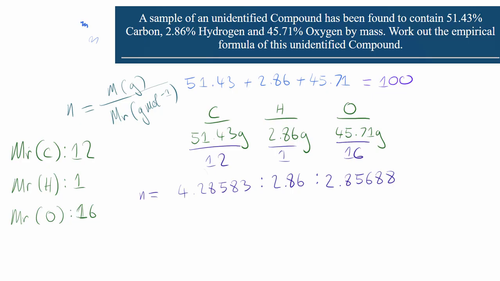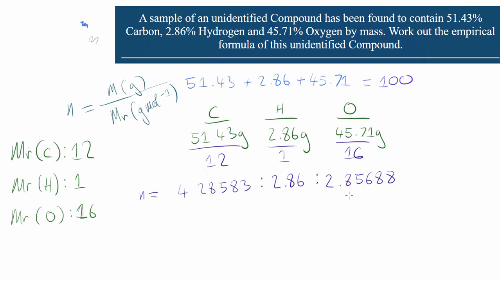What we're going to do is we need to divide all three by the smallest number among them, and this is to serve the purpose of trying to establish a whole number ratio, right? The empirical formula is the simplest whole number ratio. So we're trying to establish that.